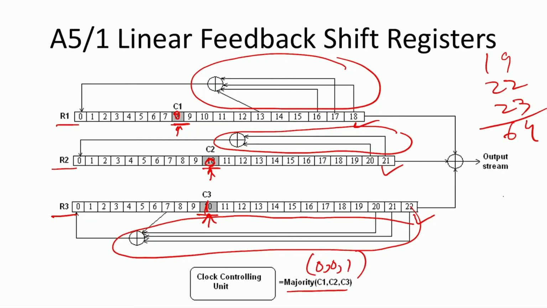Now, if we take the majority vote, we have 0, 0, and 1. Majority vote basically means which bit is in majority. This is basically 0. So in this current cycle, register 1 is active, register 2 is active, whereas register 3 is not active. So it is not going to perform its function. It's not going to do the right shifting. It's not going to place the output of the function in this bit.